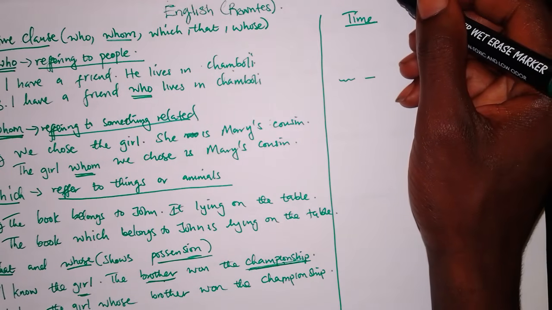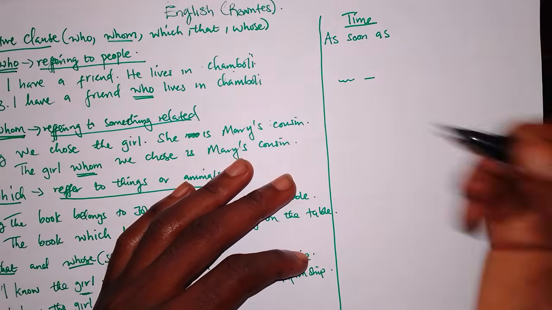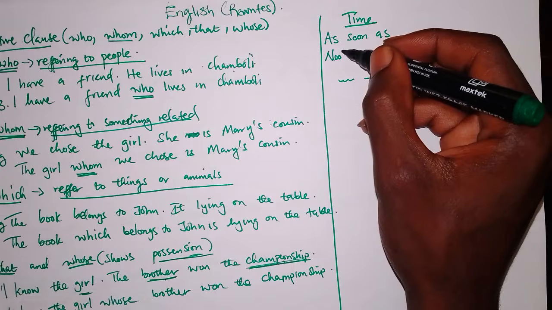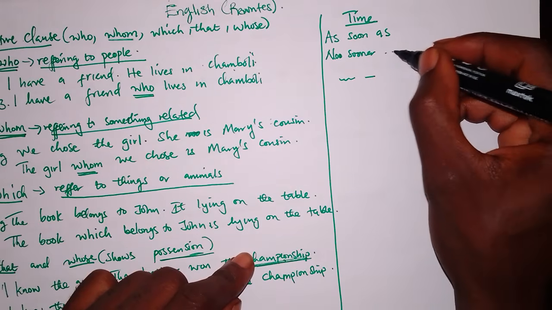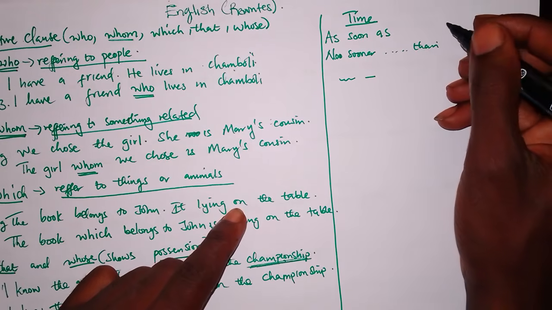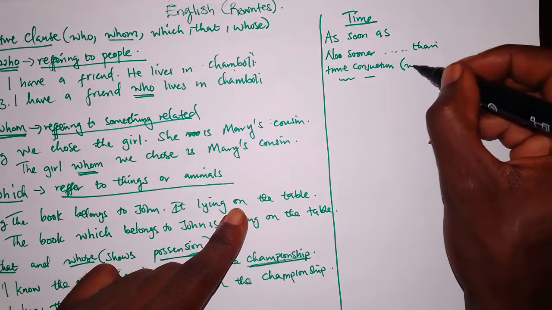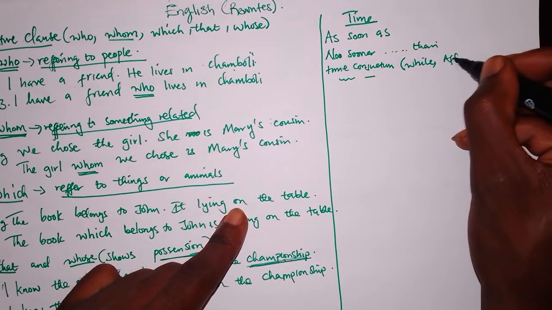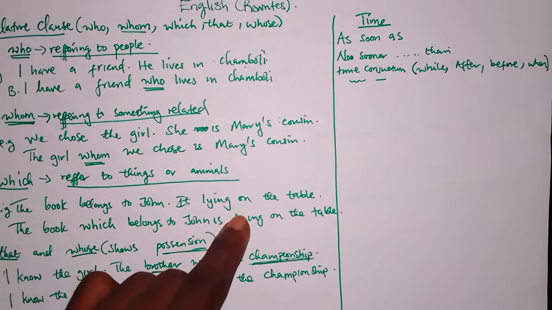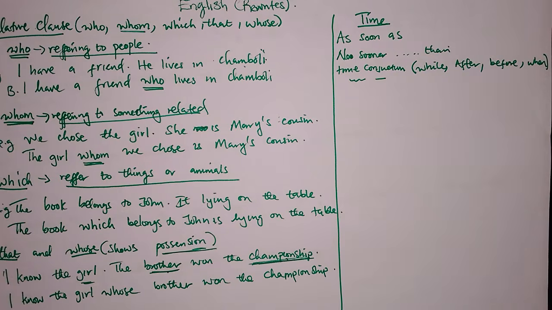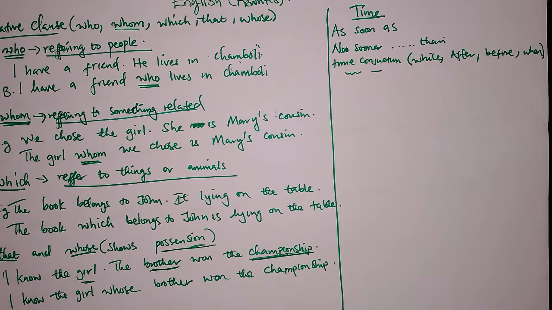So what are these time clauses? Time clauses are as soon as, no sooner, no sooner than, and of course we have the time conjunctions. What are the time conjunctions? These are while, after, before, and when. So when we are talking about time conjunctions, we are referring to while, after, before, and when. So these are what are known as the time clauses.